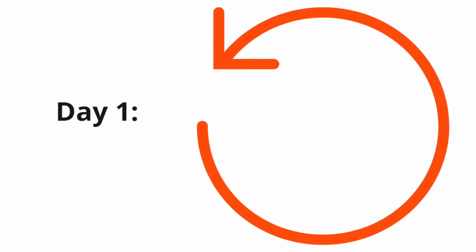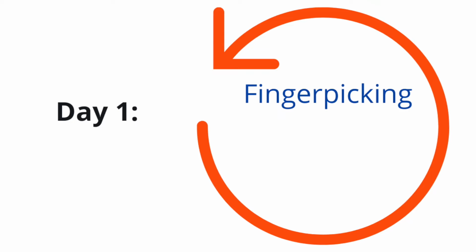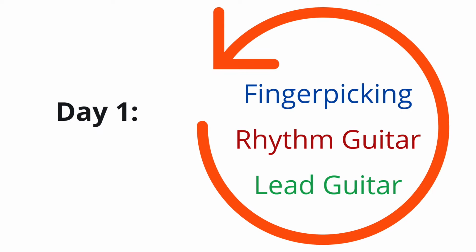So on day 1, the categories we're going to rotate between will be finger picking, rhythm guitar, and lead guitar. Notice here that there is no music theory because we don't necessarily have to cover every category every day. That's the thing about rotating. You won't do everything every day, but over a 4-day or 3-day or 8-day period, you will cover each base enough. Just not every day.